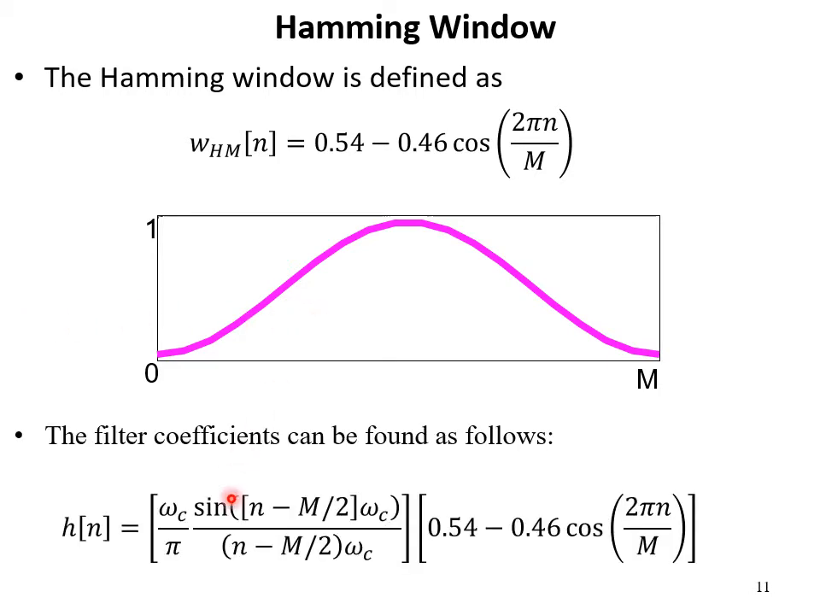The impulse response of the filter now would look like this: the impulse response of the ideal, shifted and delayed, truncated version multiplied by this Hamming window function.